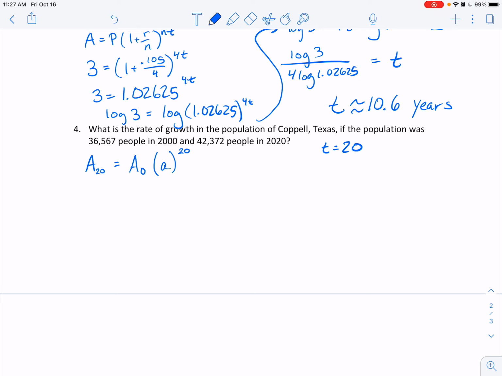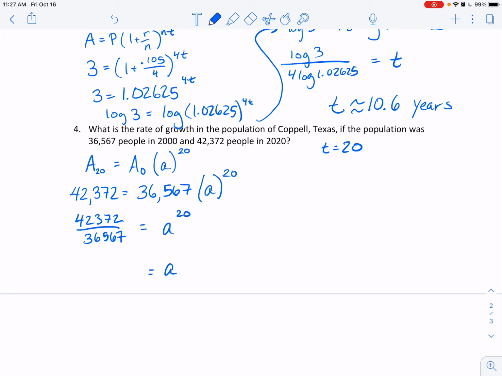Okay, here we go. So the amount that we have here is this 42372. We started with this. I didn't really think through this problem, but I did Google it to see what was the population in Coppell. Okay, so now I'm going to need to divide both sides. I have 42372 divided by, oh, gross, 36567 is equal to a to the 20th. And now my goal is to figure out what a is equal to.